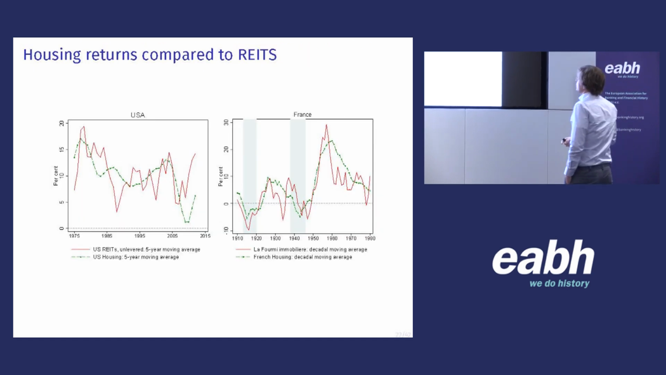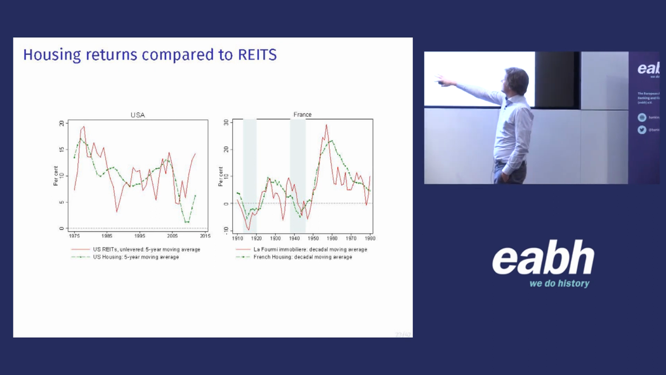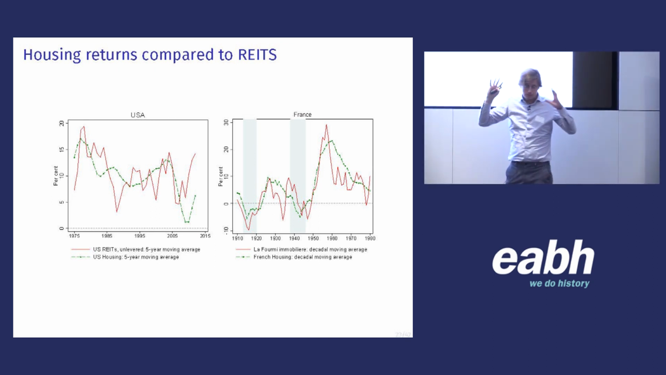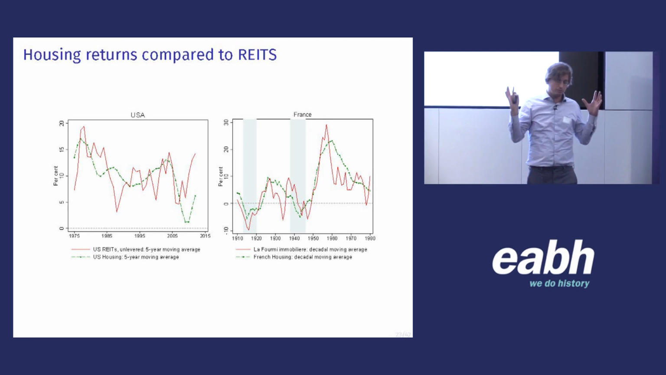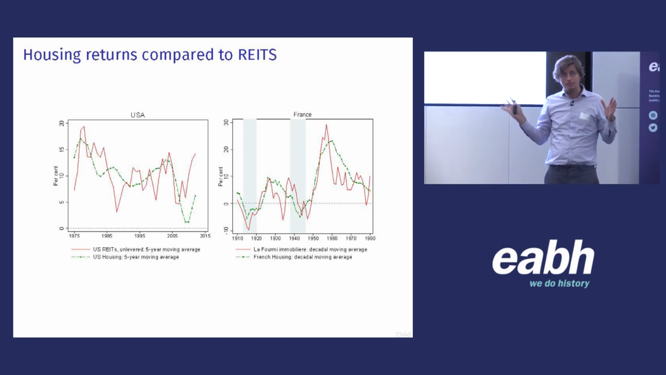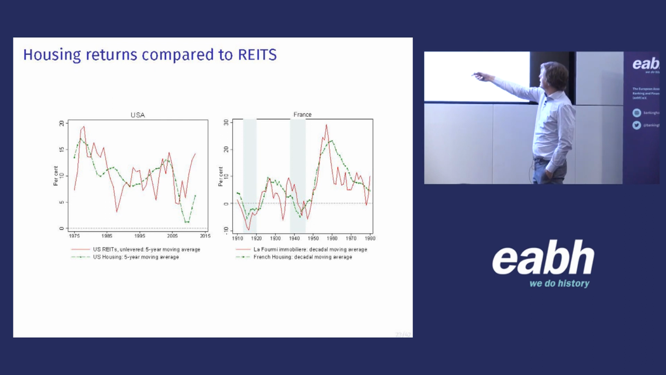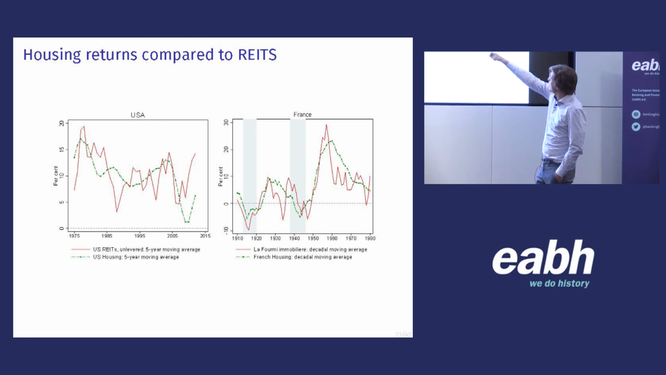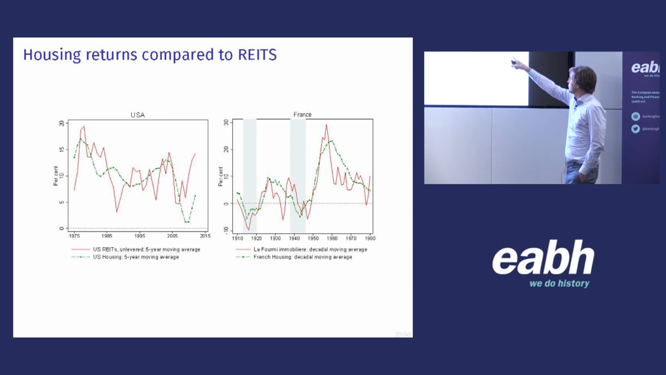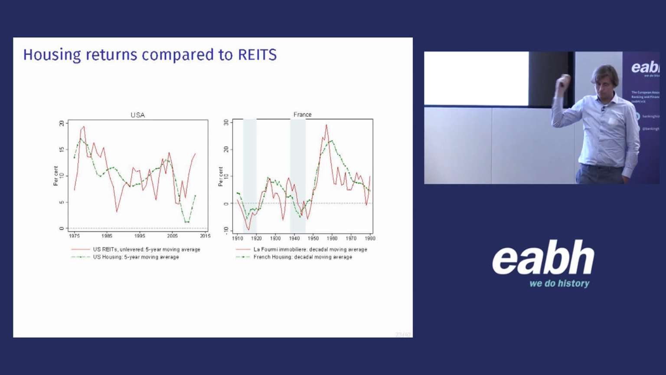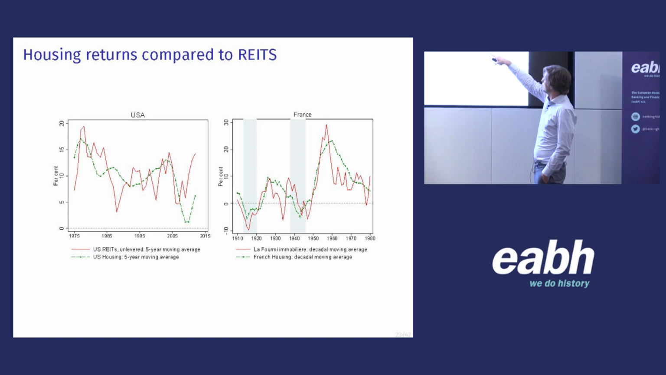Same thing we can do for the US. The REITs start with the most diversified residential REIT. The first one was issued in 1975, so we can only do this for about 40 years, but that's better than nothing. On the left chart, the red one is the return on an unlevered REIT, so we had to take the leverage out there, to compare with the green dotted line, which is our US housing return.